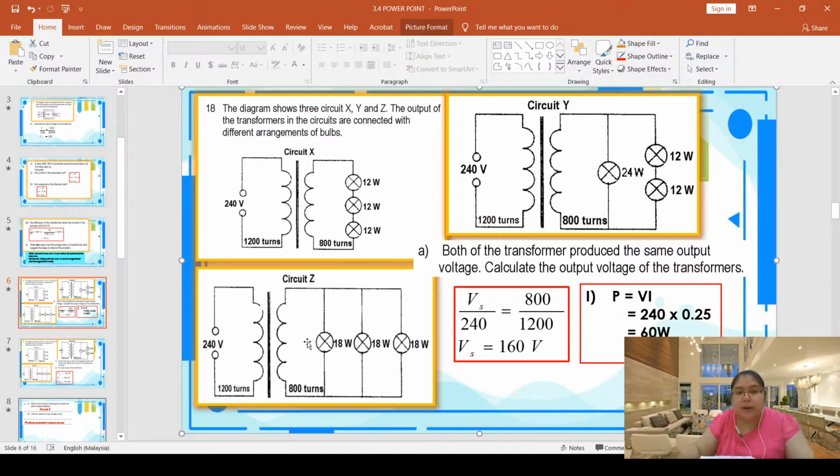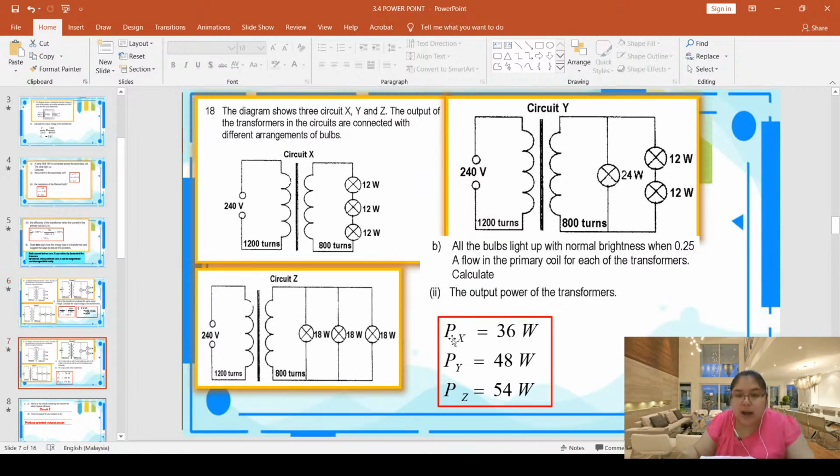How about Z? For Z we got 18 times 3. Then the last one, we got 12 times 2 plus 24. So this one is straightforward to find the power, no need to use any formula. From here I show you the answer. PX, power for circuit X, is 36. Power for Y, 12 plus 24 becomes 48. The last one is Z, 18 times 3 becomes 54 watt. So this one is the output power.